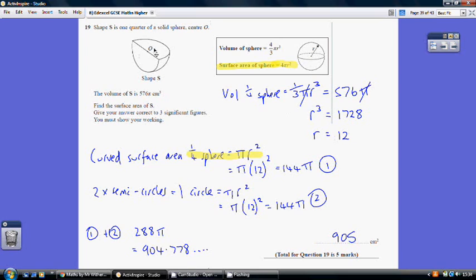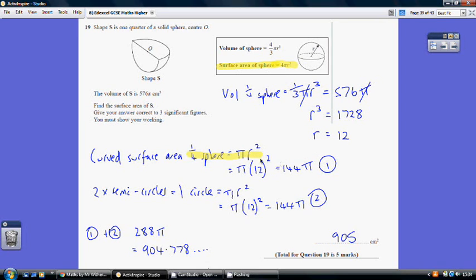So I now need to get the surface area of this whole shape. Now this combines 3 surfaces. I've got the 2 flat semicircles and I've got the curved surface area. So I'm going to start off with the curved surface area. Now if it was a whole sphere, the surface area of the whole sphere would be 4 pi r squared, but this is only going to be a quarter of that. So a quarter of 4 pi r squared is pi r squared. Having just worked out that the radius is 12, it's pi times 12 squared, which is 144 pi.